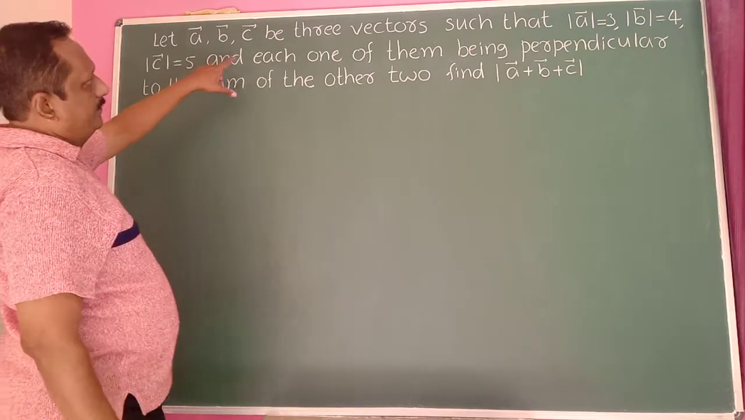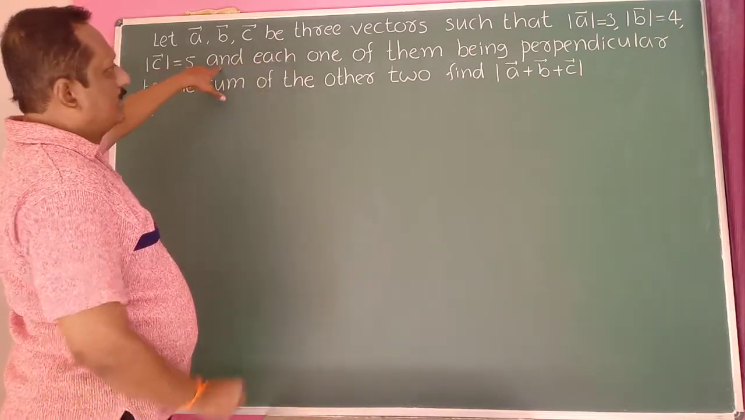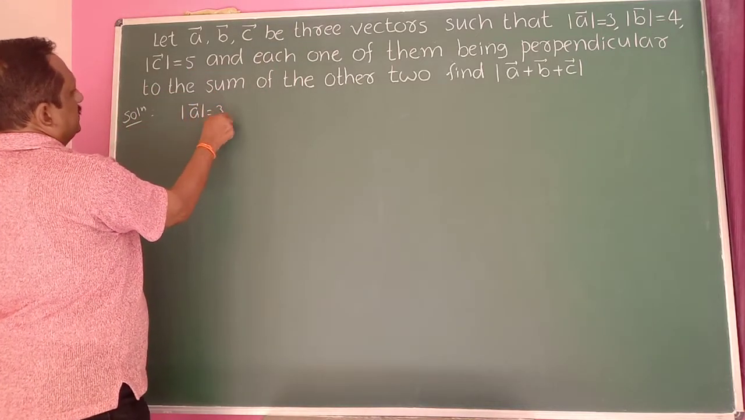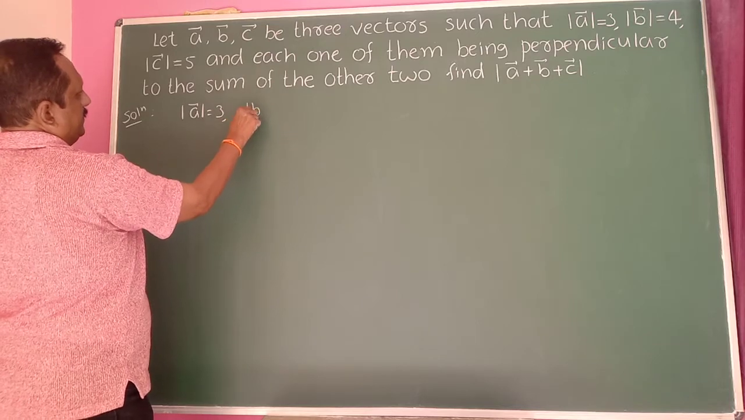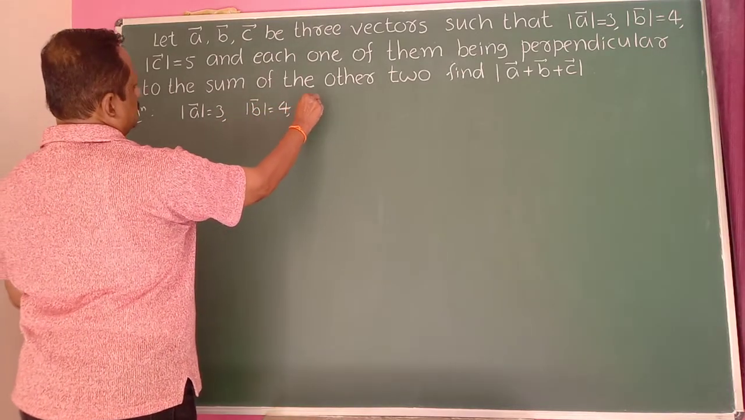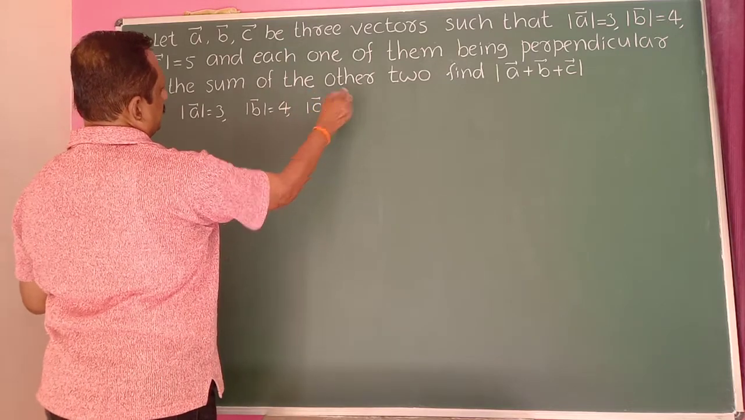Here they have given modulus of A bar is equal to 3. Modulus of B bar is equal to 4. And modulus of C bar is equal to 5.